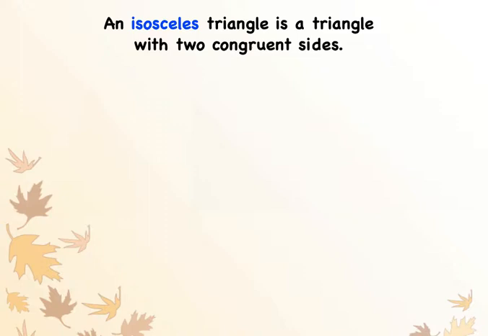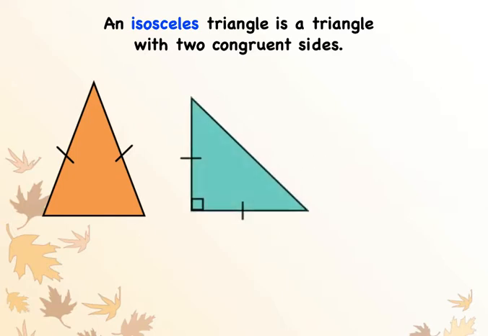Now, isosceles triangles may look different because you can have an acute triangle with two congruent sides, a right triangle with two congruent sides, or an obtuse triangle with two congruent sides. All can be isosceles as long as two sides are congruent, so they may look a little different at times.